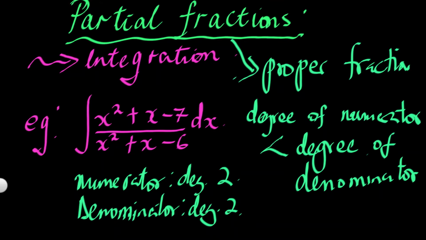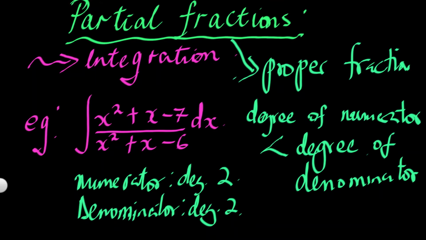It is improper because the degree of the numerator is the same as the degree of the denominator. It should be less than. If it is not less than, it is improper. So an improper fraction is an algebraic fraction in which the degree of the numerator is greater than or equal to the degree of the denominator. That is an improper fraction.